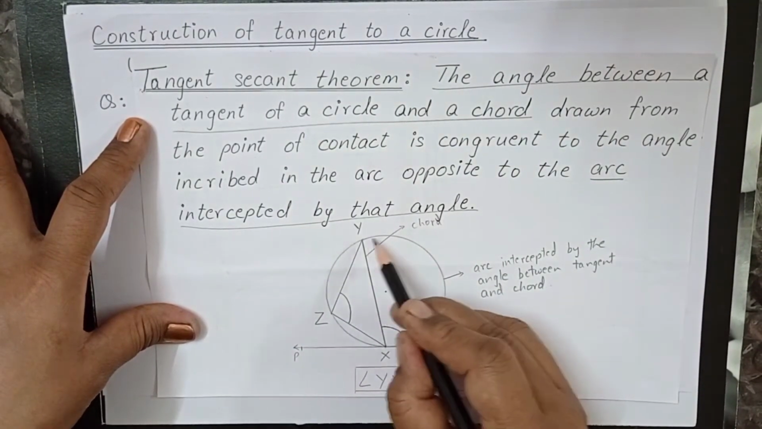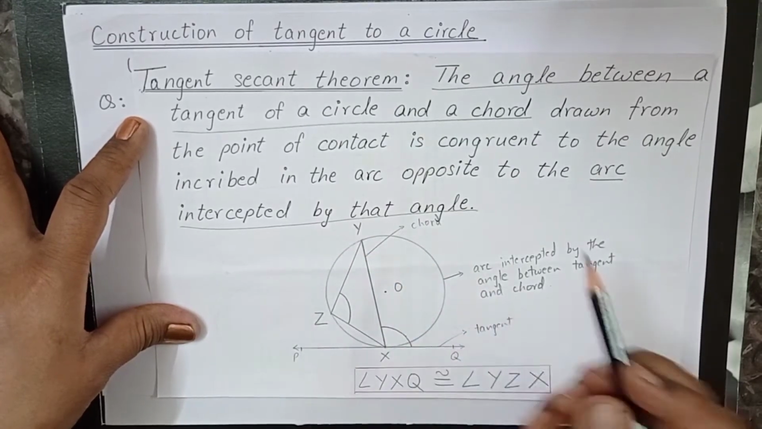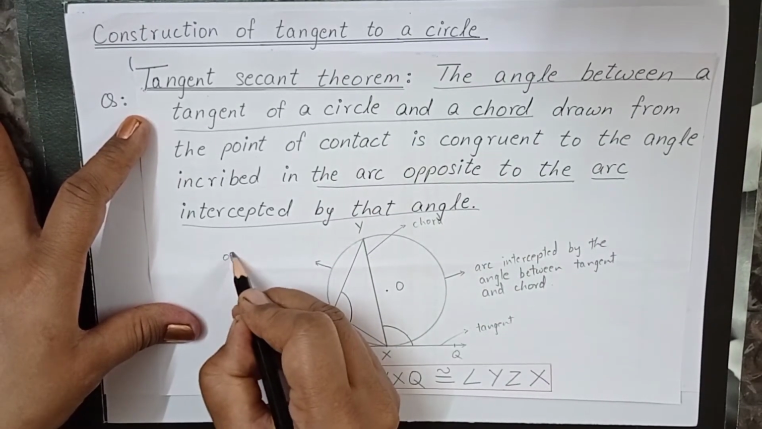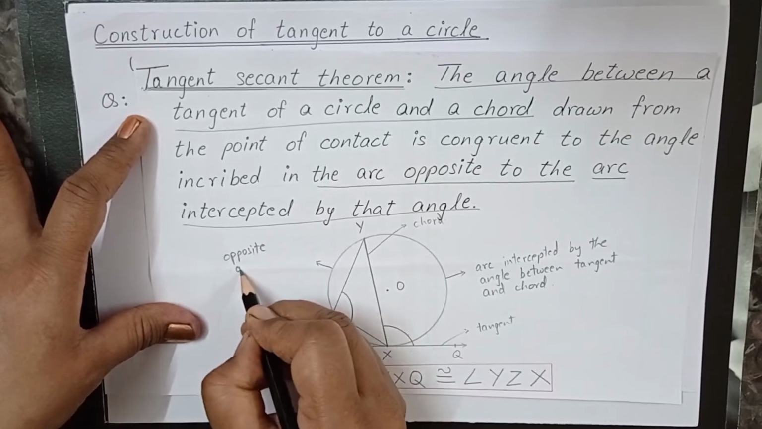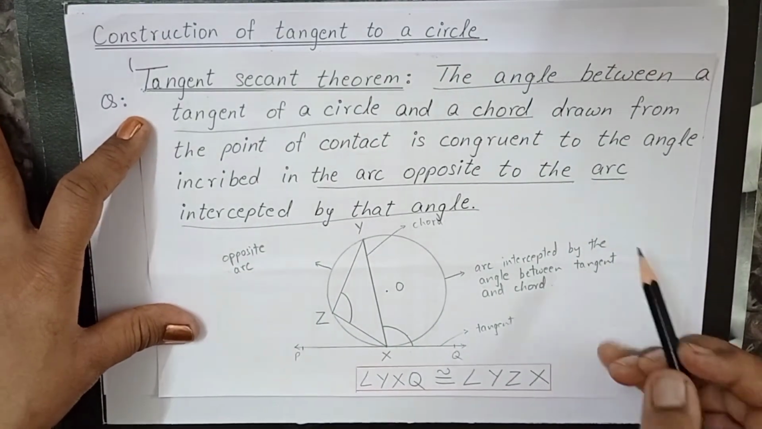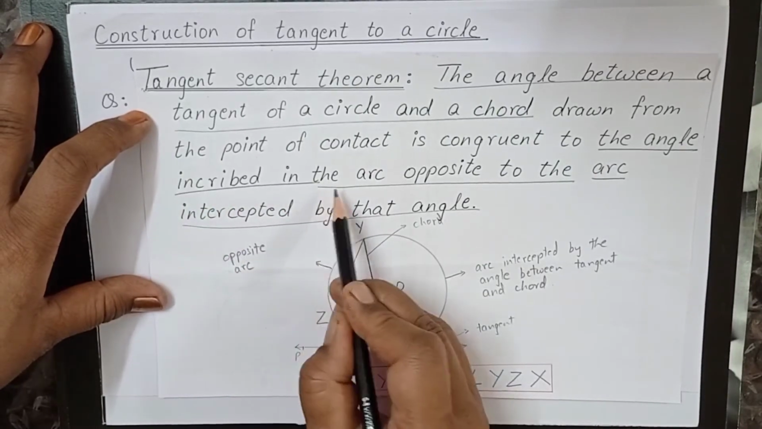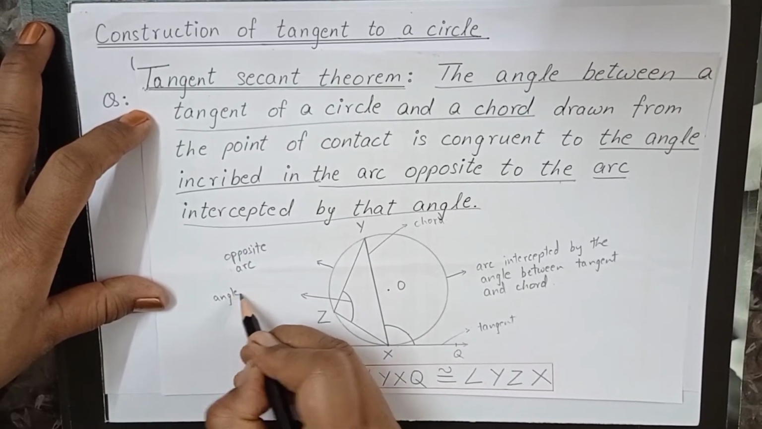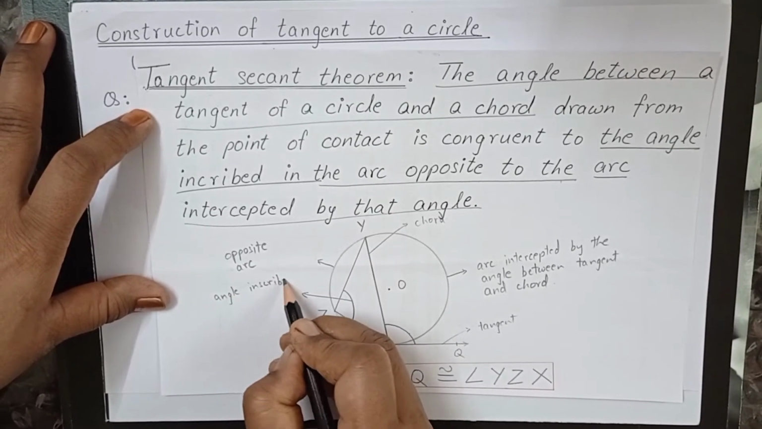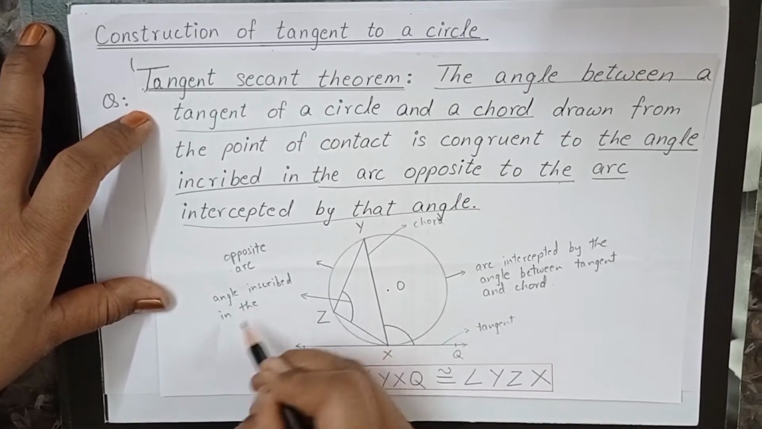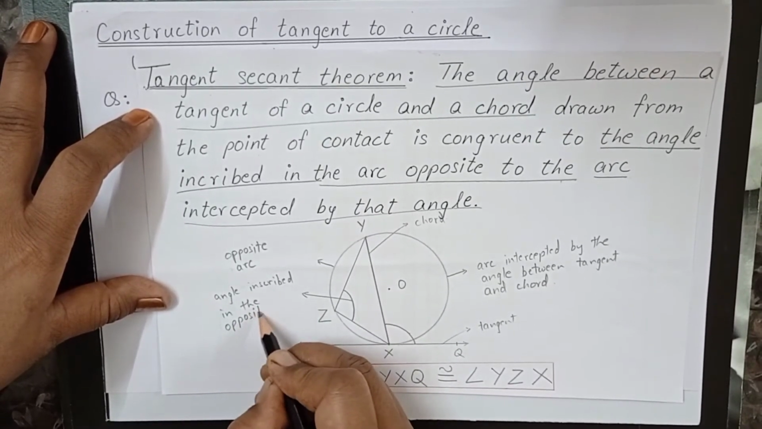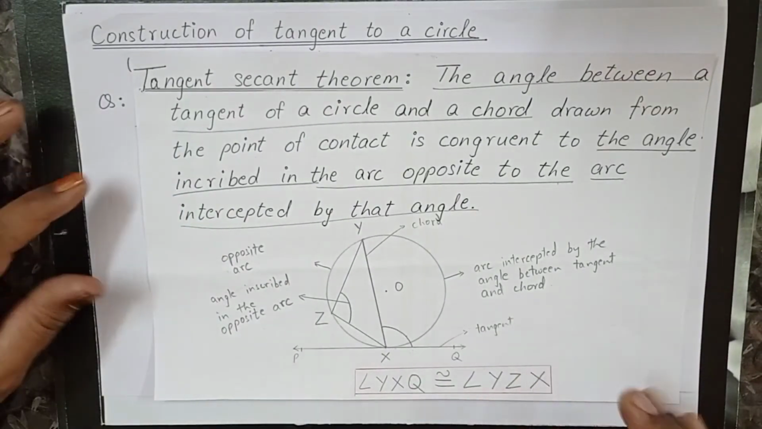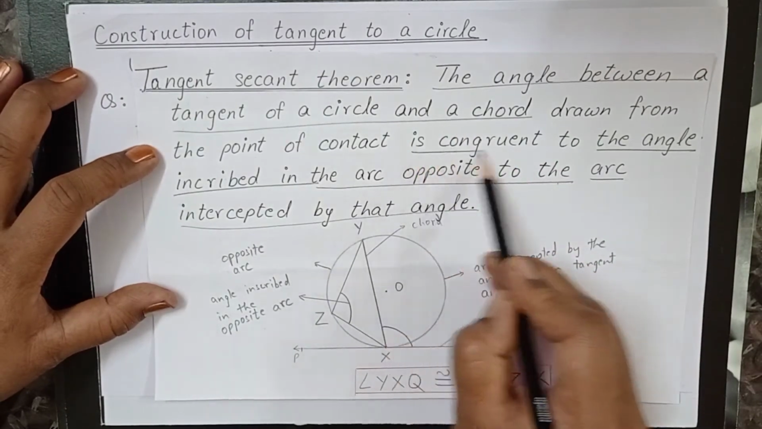Right? This is the arc. This arc. Okay. Now, the arc opposite to this one is this one. This is the opposite arc. Okay. The angle inscribed in the opposite arc is this one. This is the angle inscribed in the opposite arc. Correct? Now, this theorem says that these two angles are congruent.